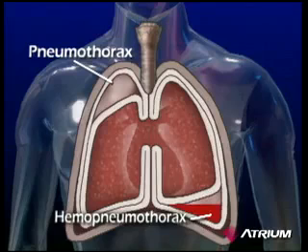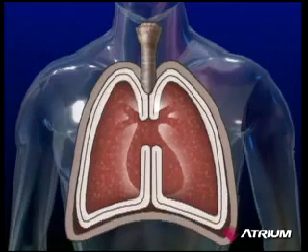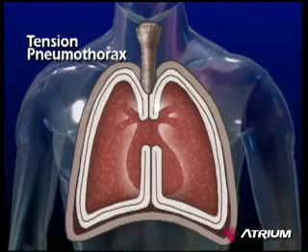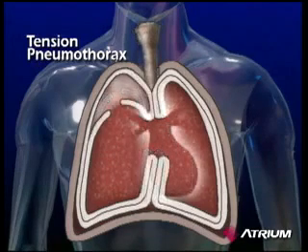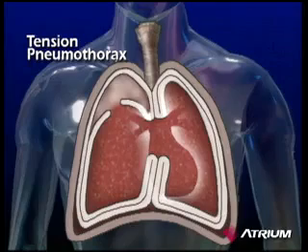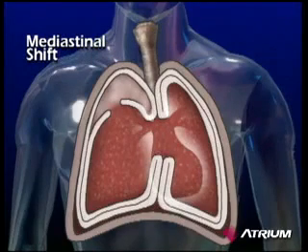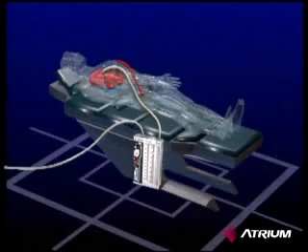If air accumulates in the pleural space and has no means to escape, pressure within this space can rise significantly. This is known as a tension pneumothorax and can result in a potentially life-threatening situation known as a mediastinal shift. That's where the chest tube and chest drainage system come in. To restore the chest to its normal condition, all air and fluid must be removed.